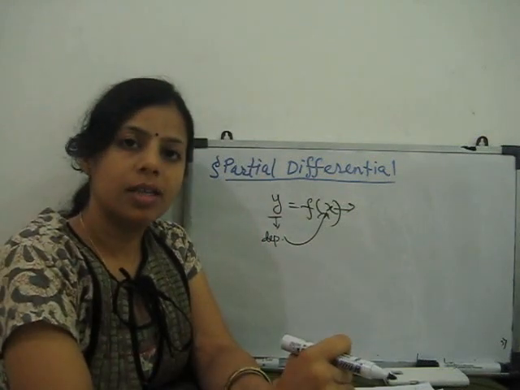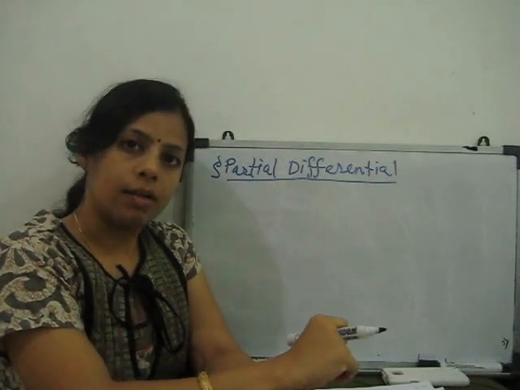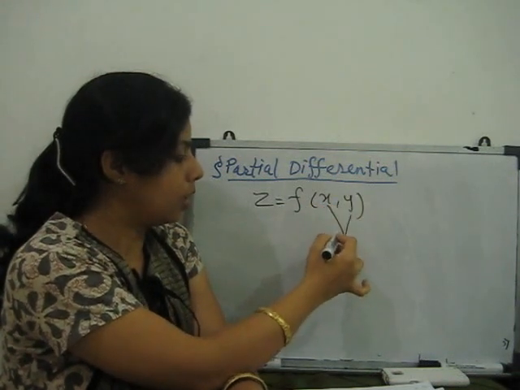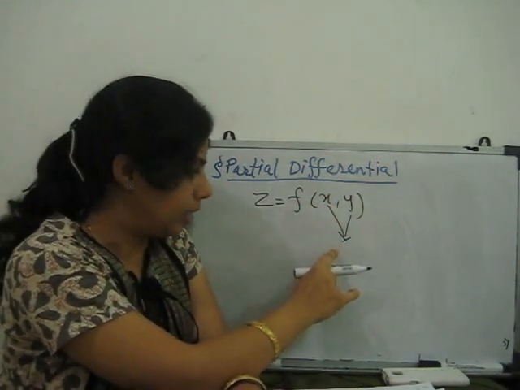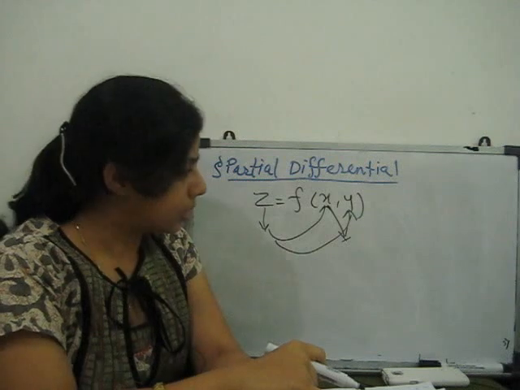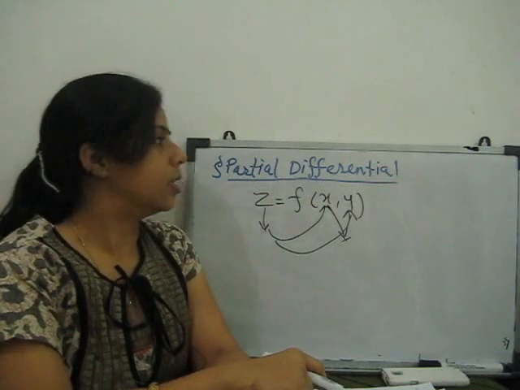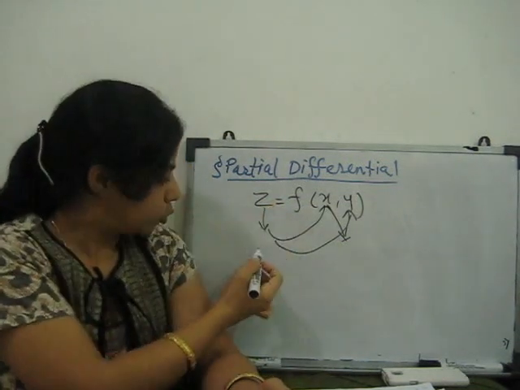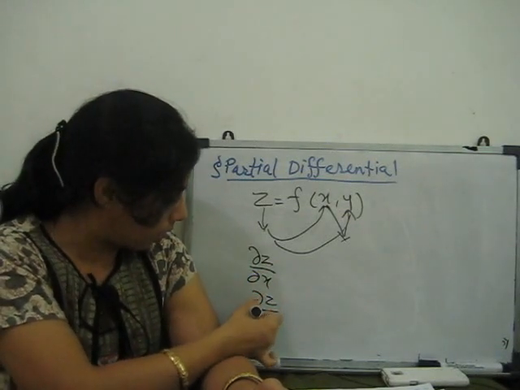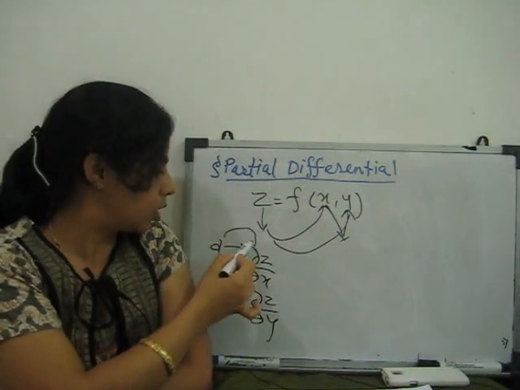When we talk about partial differentiation, it means we have a function of more than one independent variable. z is a function of x comma y. So there are two independent variables, and z depends on both x and y. In this case we cannot differentiate it directly. We call this partial differentiation, when we have to find out del z by del x and also del z by del y. In place of d, the notation in partial differentiation is del.